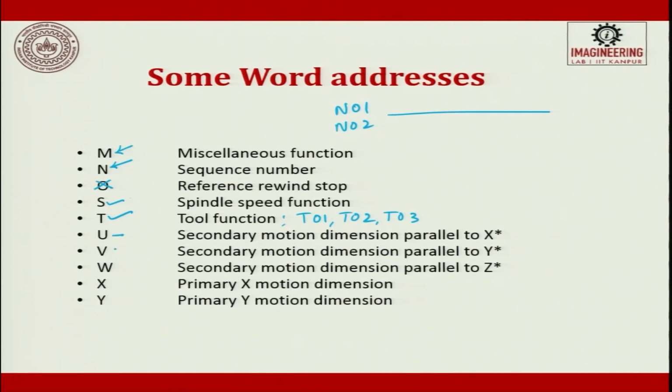Next is U, V, W, which are secondary motion dimensions parallel to x, y and z. This is the x axis, right. In the x axis you want to have some motion, secondary motion. So, that is U, V, W. Where really complex jobs are made, we used to have secondary motions. For example, here is a disc and inside the disc you have one more thing to be controlled. So, we use secondary motions along x, y and z. The last ones are the two primary axes, x axis and y axis. So, z will be the other primary motion dimension.